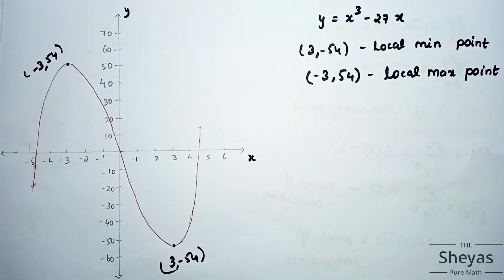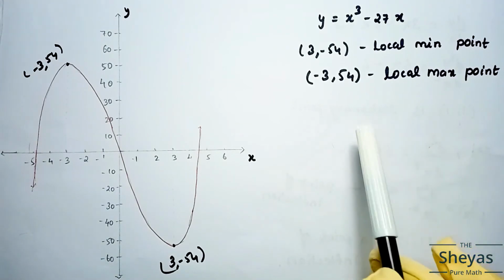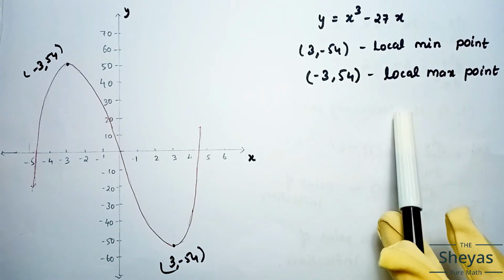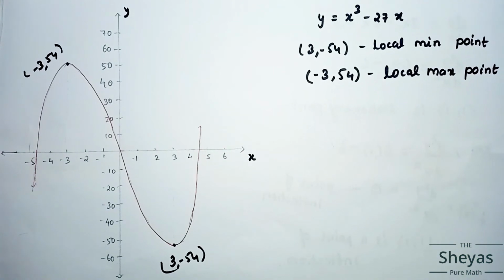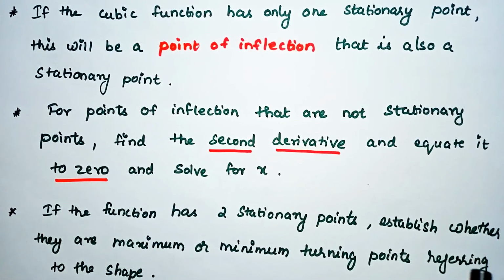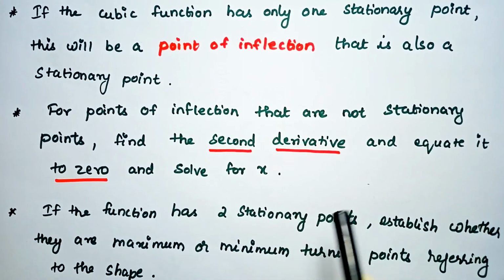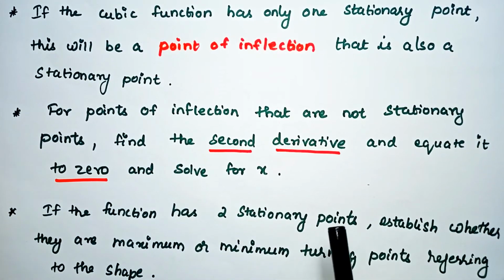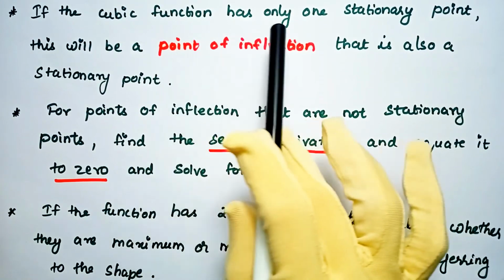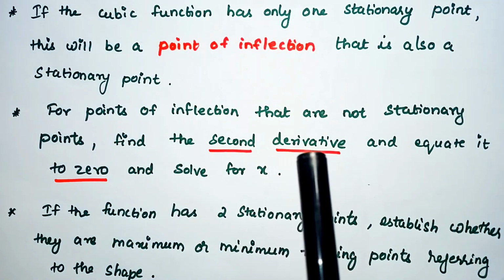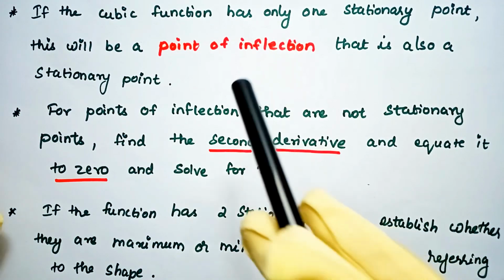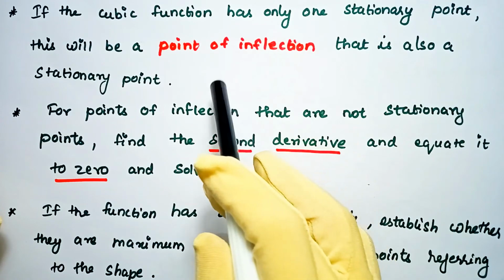Okay. So in this problem, we have got two stationary points, that is, one local maximum and one local minimum point. We didn't get any inflection points. Okay. These points we have seen in the introduction part, but once again we can repeat this. See here, if the cubic function has only one stationary point, this will be a point of inflection, that is also a stationary point. In the first problem what we have done, we got a stationary point and that point is a point of inflection.